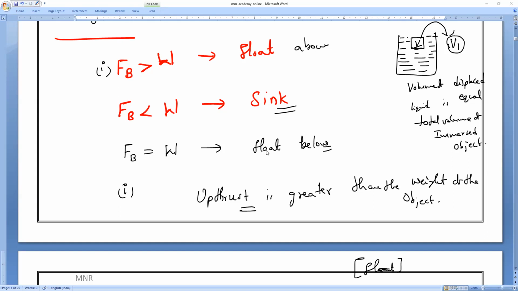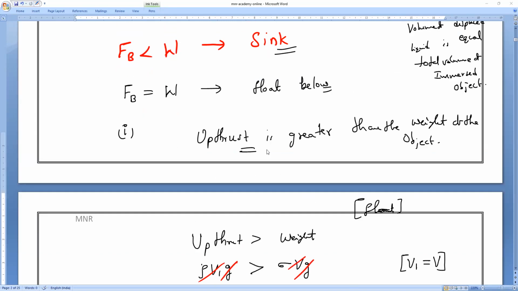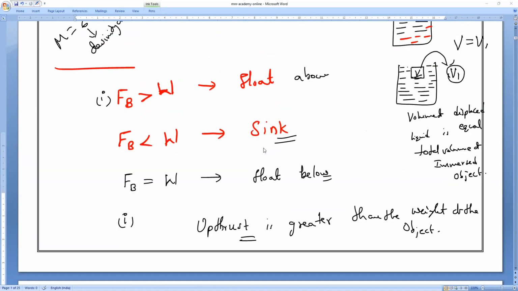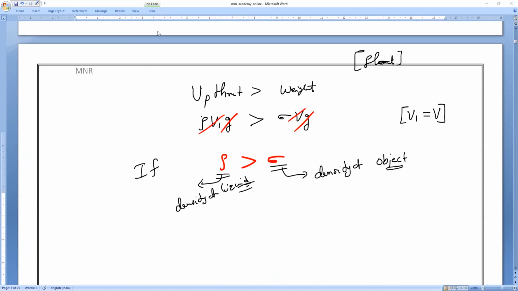Next. Sir, will it float if upthrust is greater than the weight? Yes, it will float above the surface. Understand?